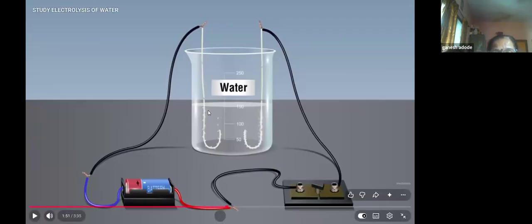Now see the experimental arrangement. Actually, this beaker which you are observing is known as an electrolytic cell. What kind of instrument is used here?